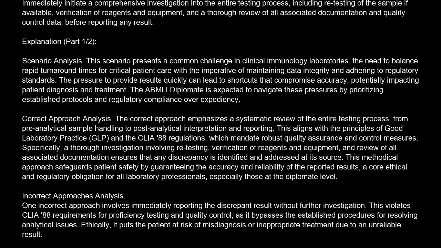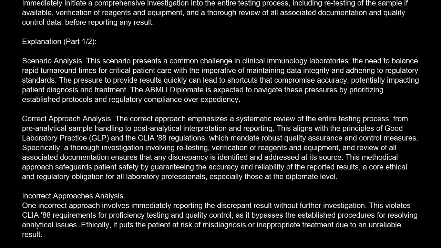The correct answer is D. Immediately initiate a comprehensive investigation into the entire testing process, including retesting of the sample if available, verification of reagents and equipment, and a thorough review of all associated documentation and quality control data before reporting any result.